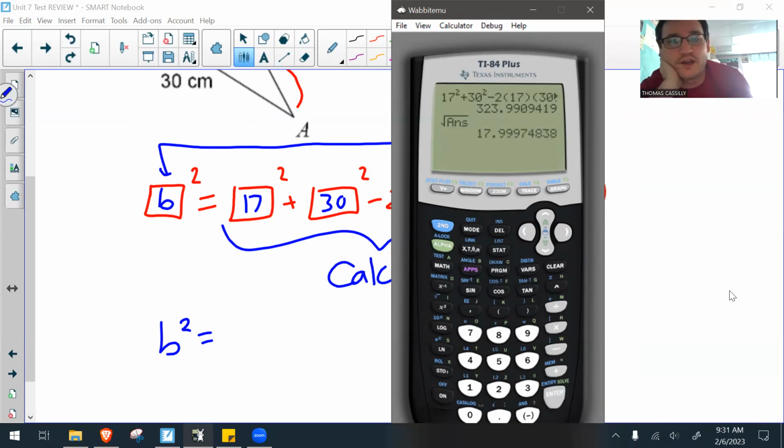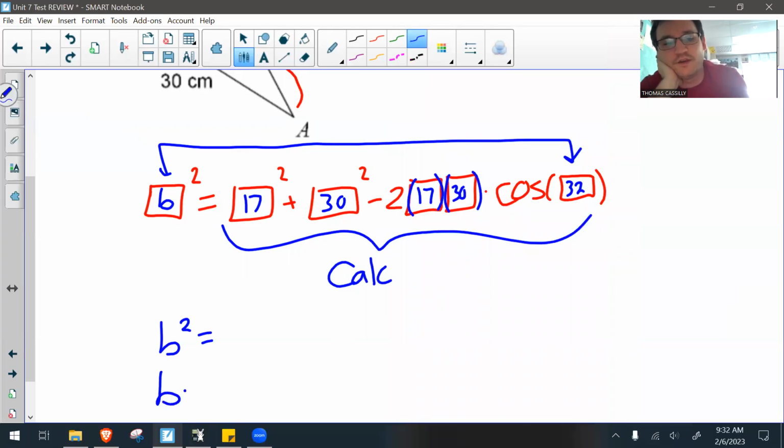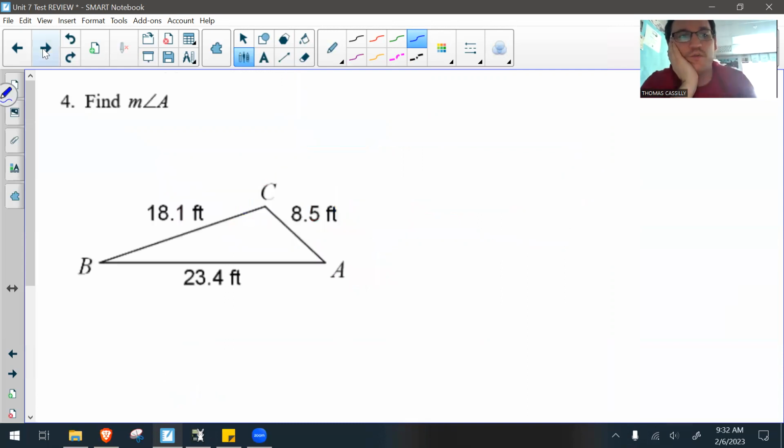So we know b is 17.9997. If we round that to the nearest thousandth, we have to look at the ten-thousandths place. So that 7 rounds up the 9 to a 0, it's going to round the other 9 up to a 0, and the other 9 up to a 0, which is going to round it up to an 18. So our final answer here, b is equal to 18.